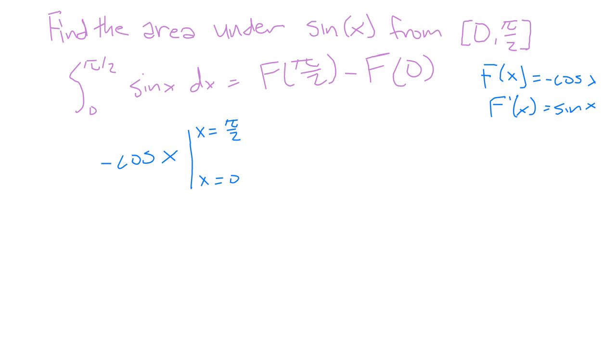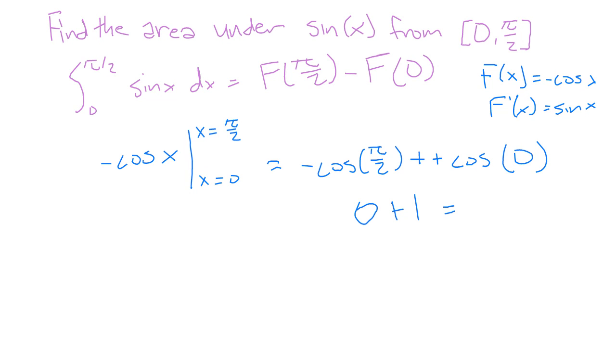All right, so let's go ahead and see what we have here. This is going to be negative cosine of pi over 2 minus negative cosine of 0. So we know cosine of pi over 2 is 0. And we have minus negative, so we can do plus. And then cosine of 0 is 1. So therefore, our final area is just going to be 1.